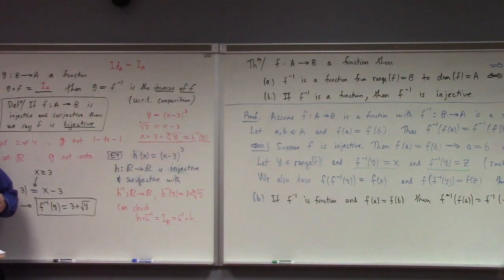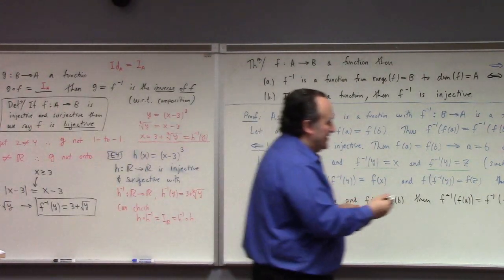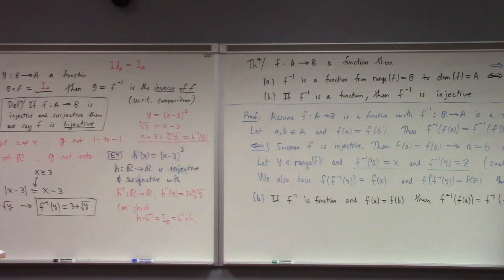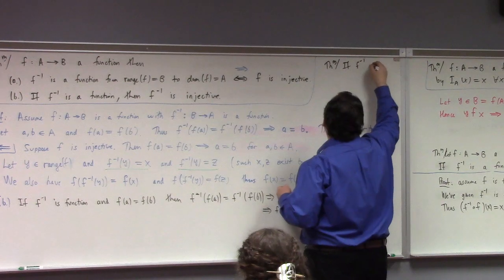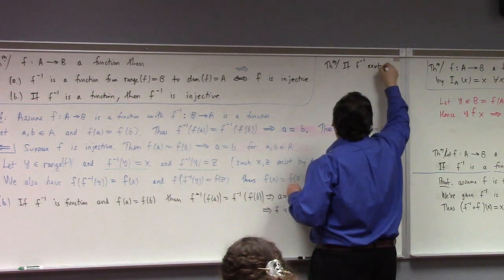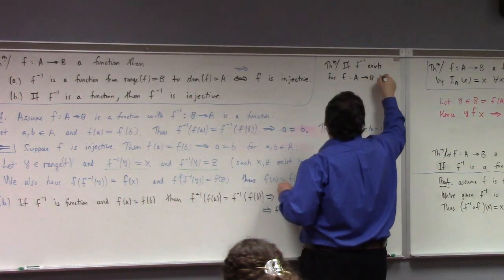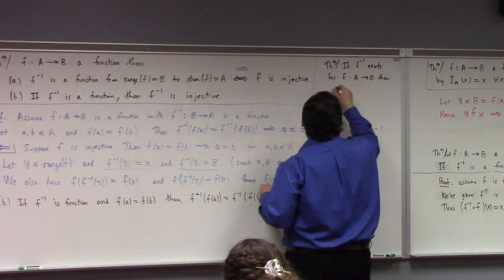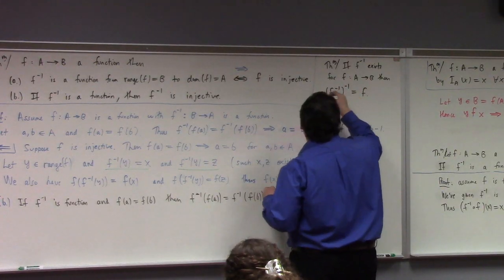I don't know if you noticed this or not, but a function is its own inverse, right? That's another kind of silly theorem. Theorem: if f inverse exists for f from A to B, then f inverse is equal to f, right? We could prove that.